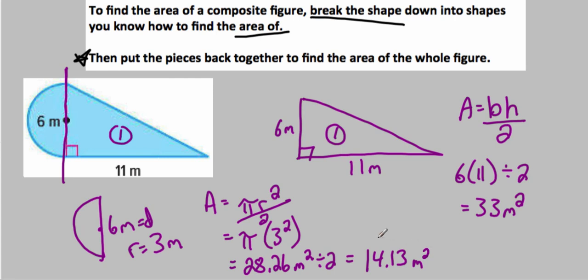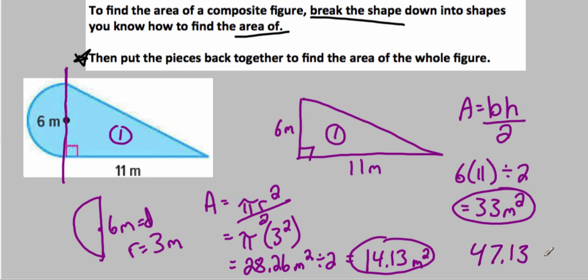Then put it back together. Add together our two areas to find the area of the whole shape. So in this case, 33 plus 14.13 is going to be 47.13 or 47.1 meters squared. So start by breaking it down into separate shapes. We found the area of each one of them and then put the two pieces back together.